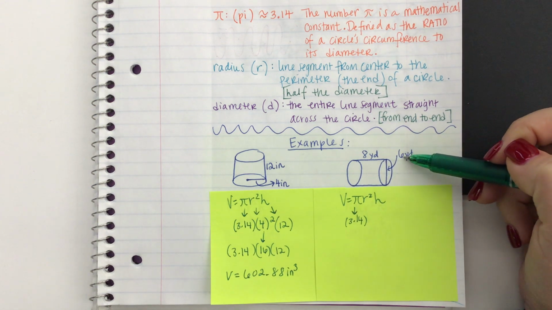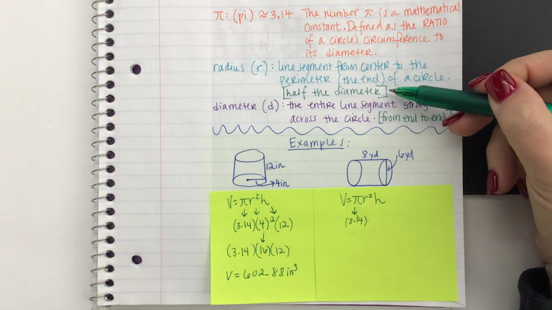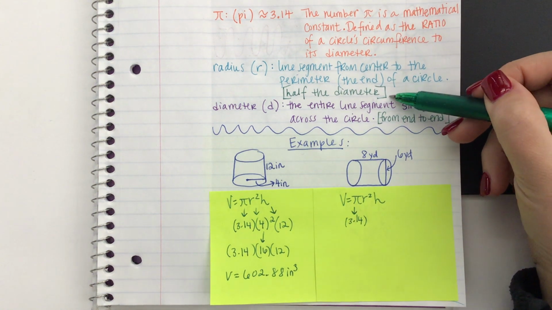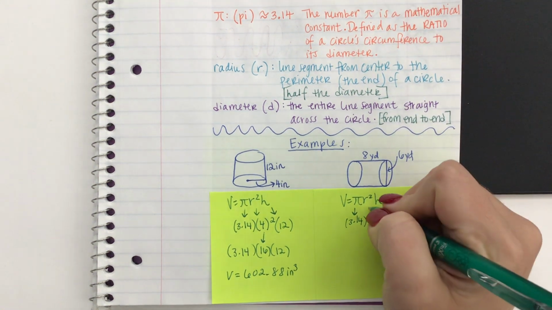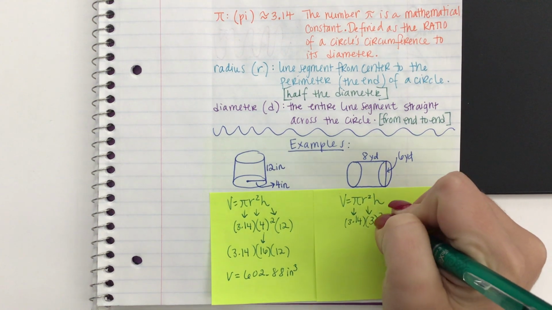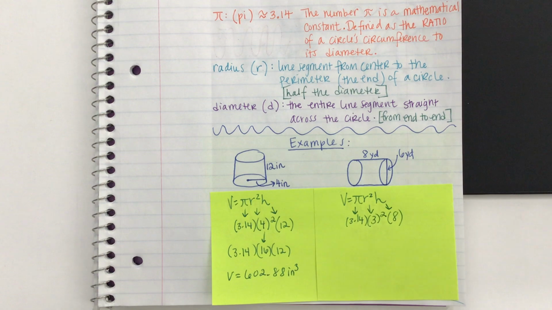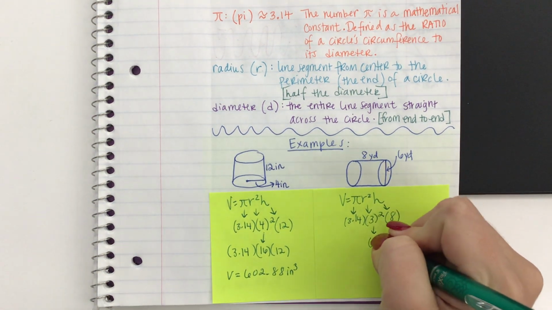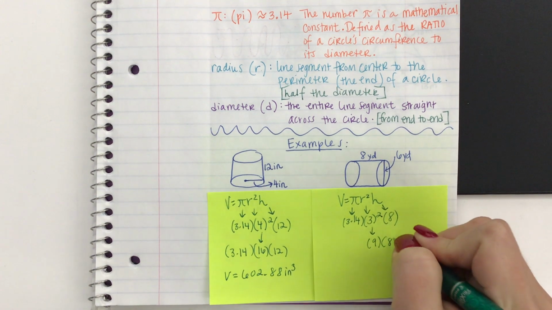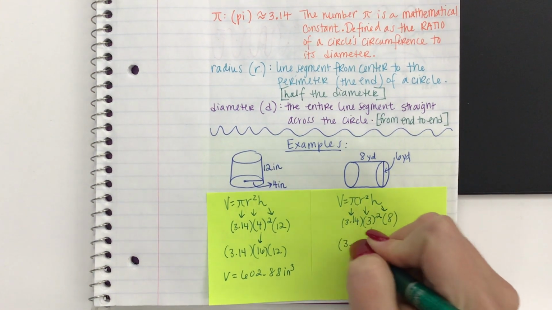Well, I know the diameter is 6, and per the definition, the radius is half of the diameter, so I'm going to take half of 6, which is 3, and I'm going to square it, and I know my height is 8. So of course I have to do the exponent first. So 3 squared is equal to 9 because that's 3 times 3. And then I'll bring down everything I did not use.